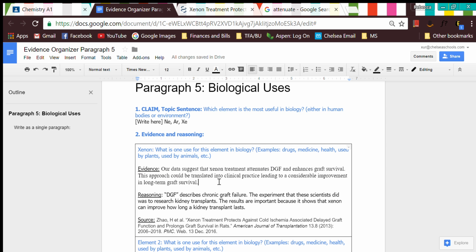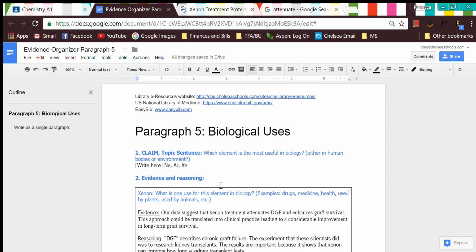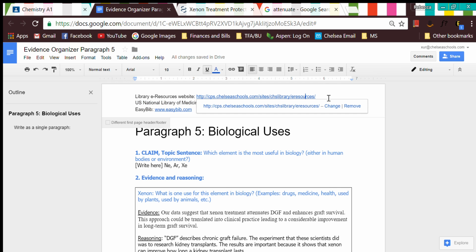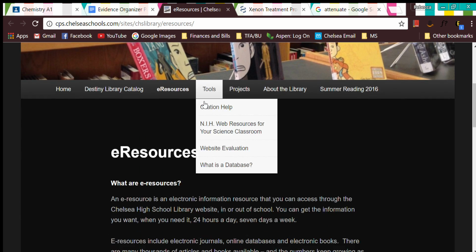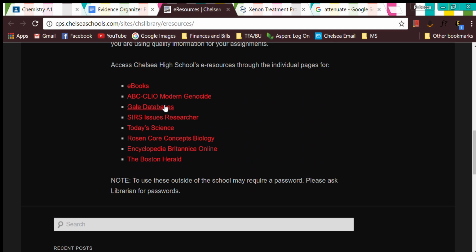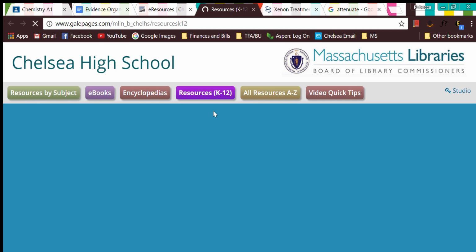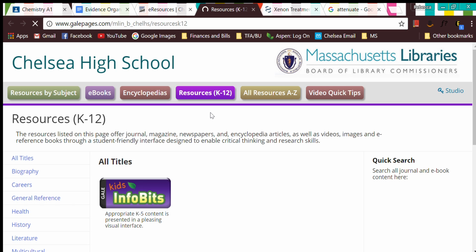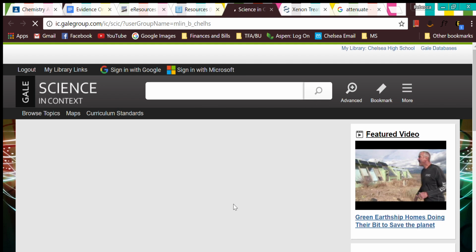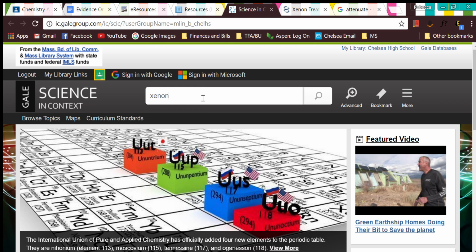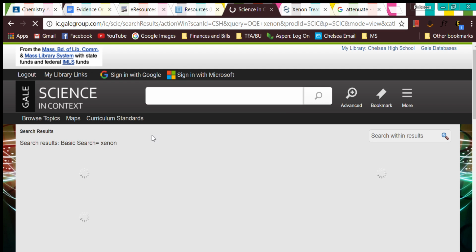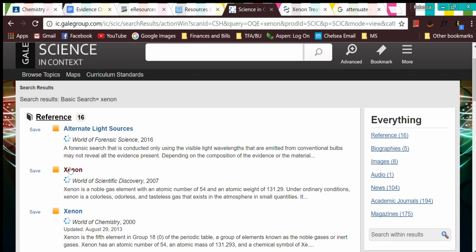If you really can't find anything that you understand in this source, you can still go back to the CHS library sources. That's still there, and it might have information that's easier to understand. So let's go to Gale again. Again, you're looking for biological, medical, health uses. Let's try xenon again. Maybe click one of these.